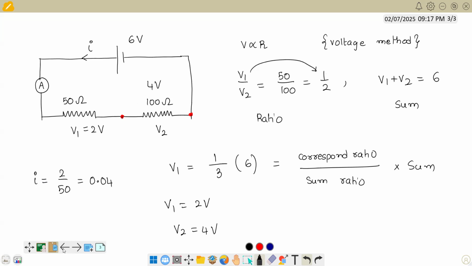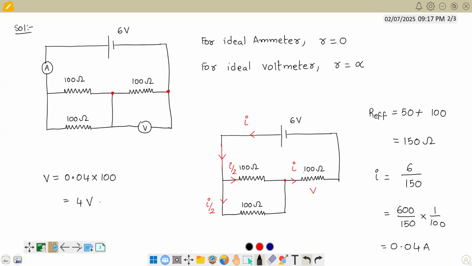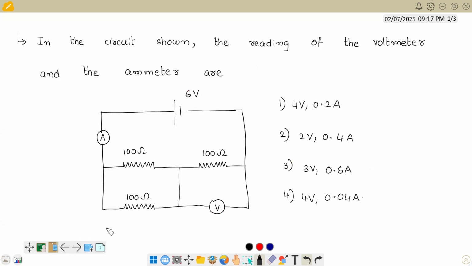So this is the voltage method. Even though you might feel that this is a lengthy one, I still explained the voltage method because it is good to know both the methods so that you can use them whenever you need. So the correct answer for this would be option 4. Hope you understood how it was solved. Thank you.